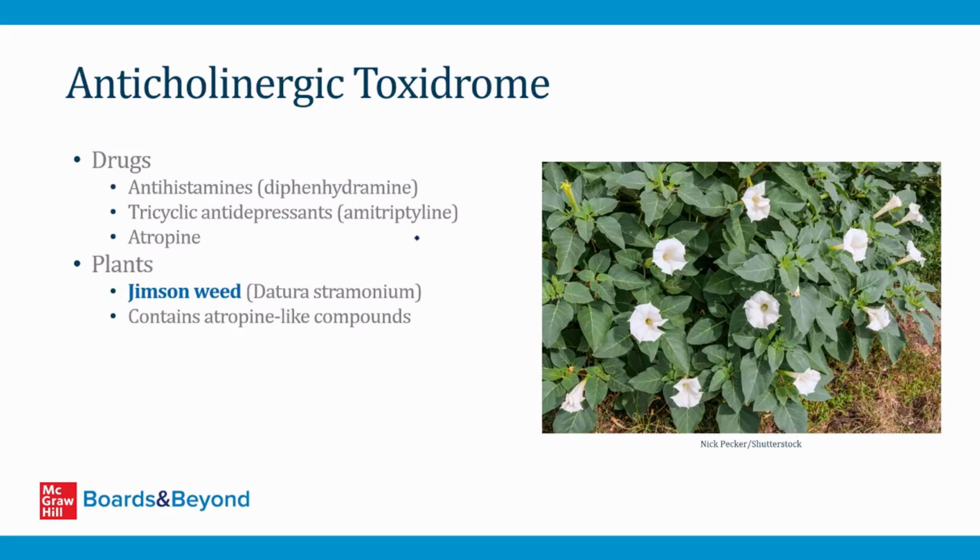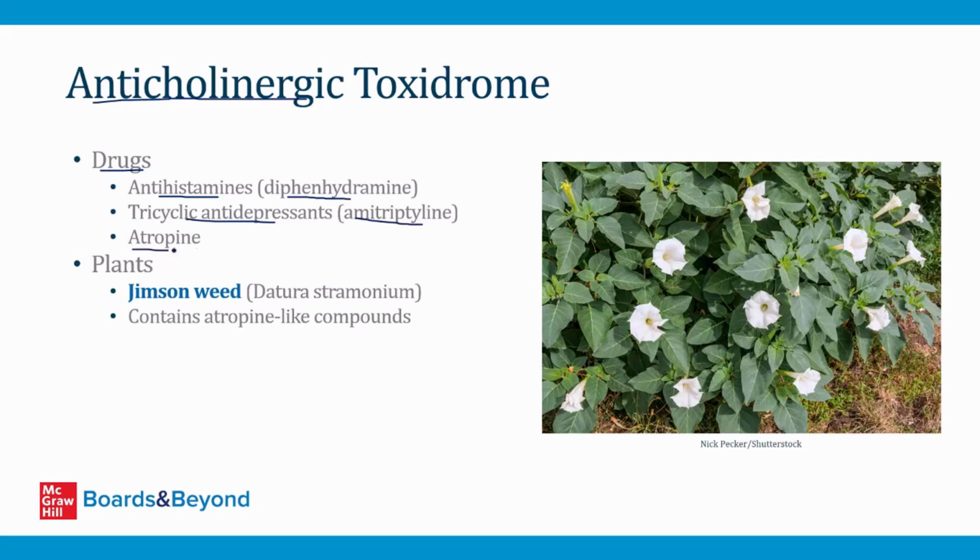Now we're going to go in the opposite direction and talk about an anticholinergic toxidrome. This occurs when some drug or poison has been administered that blocks cholinergic receptors throughout the body. This can happen if patients take too much of certain drugs. For example, antihistamines like diphenhydramine, although they are antihistamine drugs, they also have effects where they block acetylcholine receptors. Tricyclic antidepressants like amitriptyline have anticholinergic effects, and so an overdose of these drugs can lead to an anticholinergic toxidrome.